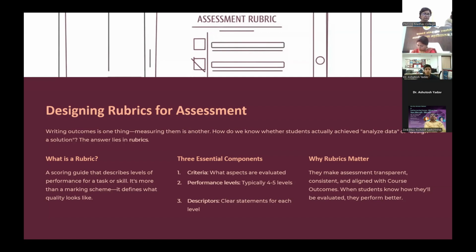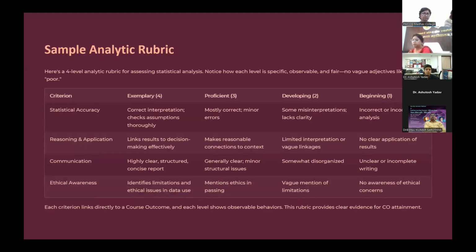Let me also show you a quick example. You can see the different criteria: statistical accuracy, reasoning and application, communication, and ethical awareness. These are the 4 parameters. And you can see we have different levels of performance. For exemplary, we would want correct interpretation. The students must be able to check assumptions thoroughly.